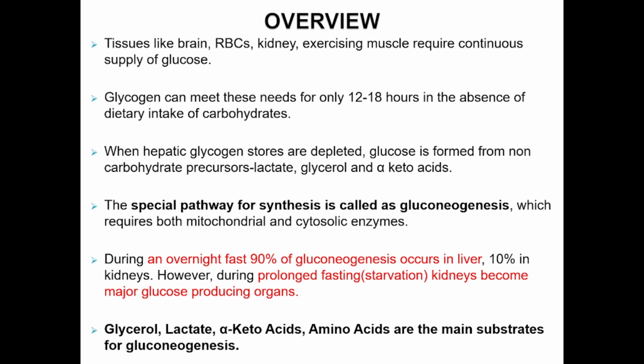So during overnight fasting, 90% of this process, the production of glucose, occurs in the liver, and 10% in the kidney. But during starvation, في المجاعة, the kidney becomes the major glucose producing organ. Okay, as we said, the main sources of production of glucose from non-carbohydrates are glycerol, lactate, alpha keto acid, and amino acid. Those are the main substrates for gluconeogenesis.